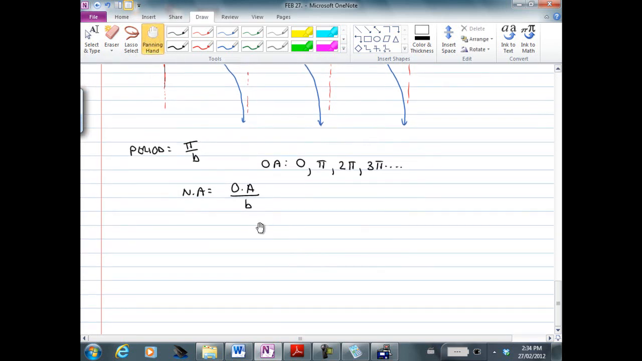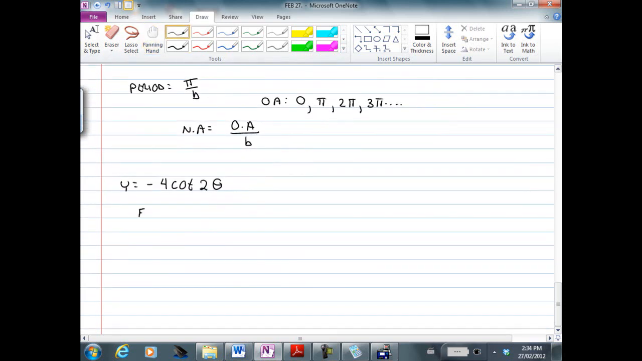Exact same thing. I'm going to give you a question. You're going to figure this one out. y equals negative 4 cotangent of 2 theta. They're going to ask you to find the equation of the asymptote. Follow the same guideline as you did with tan. The only difference now is your OA. My original asymptote differs from tan. The rest is the exact same concept. Isn't 0 divided by anything still 0? 0 divided by anything is 0.